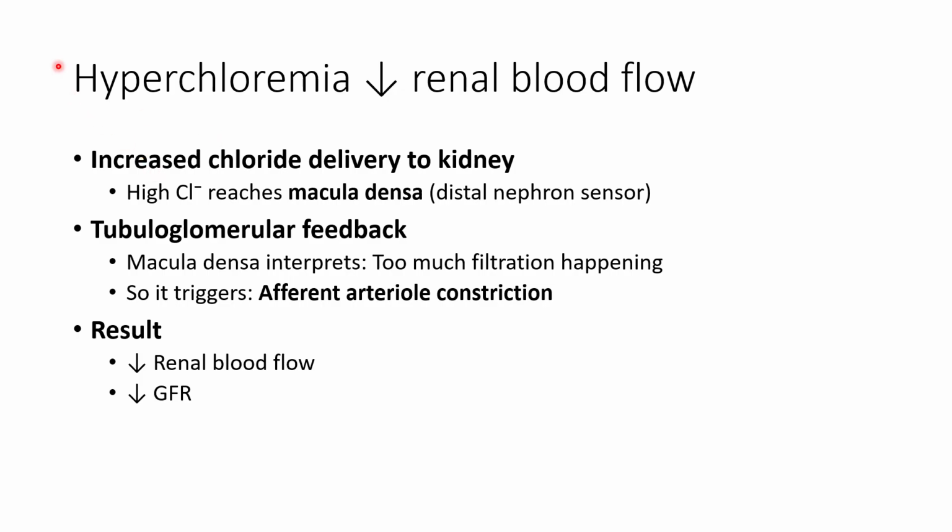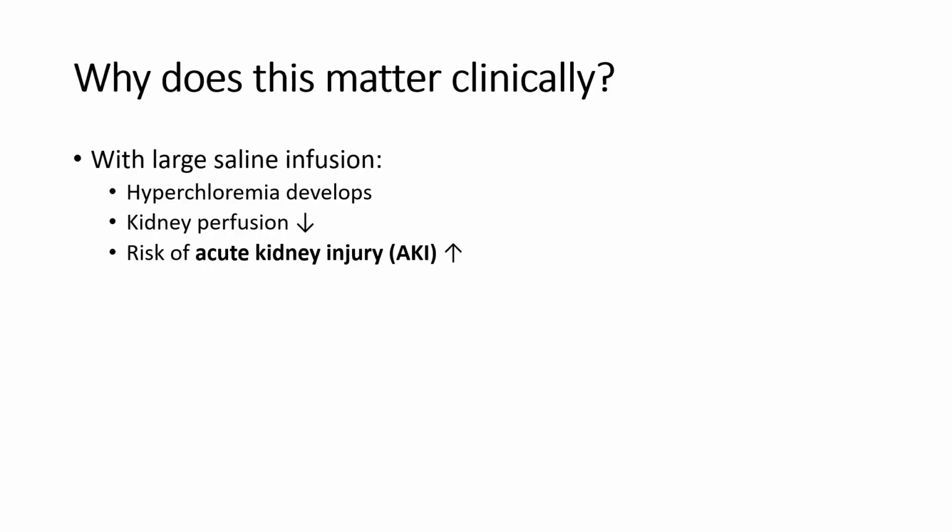Another issue with this hyperchloremia is that it also decreases renal blood flow. Why? Because this high chloride will go through the kidney. There will be increased delivery of this high chloride to the macula densa. It will sense it as increased GFR. And then there will be tubuloglomerular feedback that will cause constriction of the efferent arteriole, decreasing renal blood flow and decreasing GFR. So this is another issue with using too high amounts of NaCl.